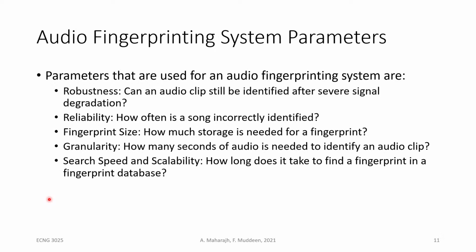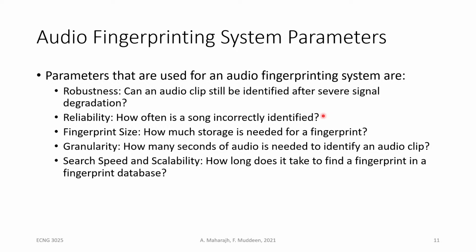Now, the parameters that will be used for creating this audio fingerprint system are these 5 parameters here. And we're going to see how we trade off each one of these 5 parameters in particular. So the first thing is robustness, being: can we still identify that audio clip after severe signal degradation? So if noise is introduced into the signal, or if the signal quality itself is very low. The reliability of the system is how often the song is going to be correctly or incorrectly identified.